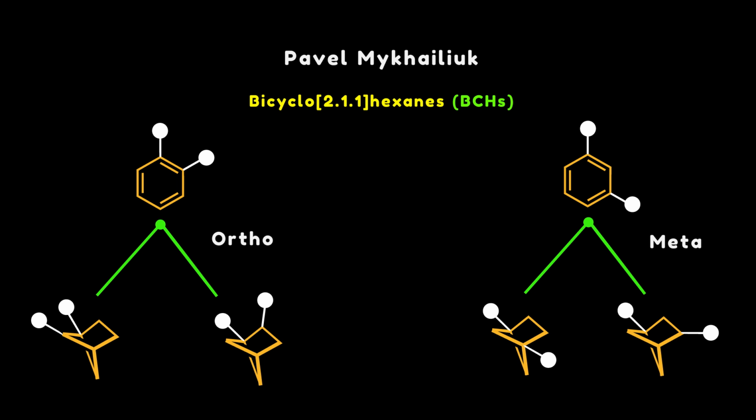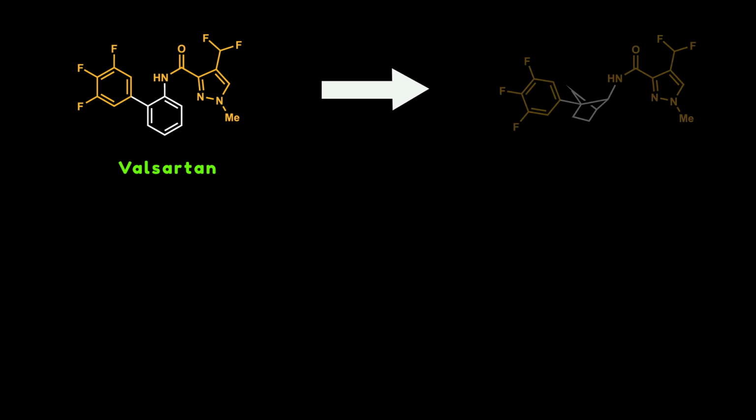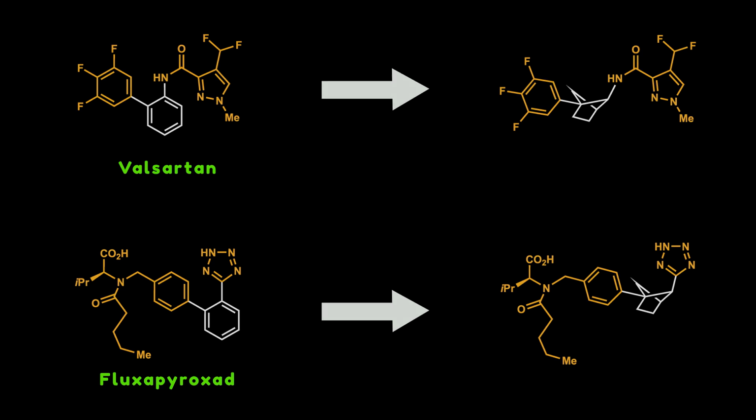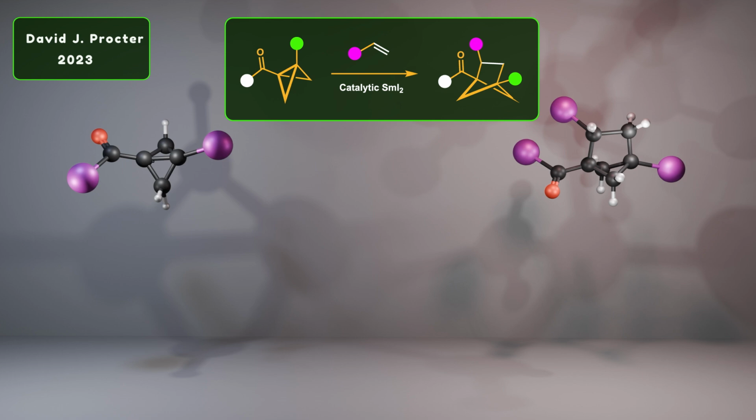His group successfully replaced a benzene ring with BCH in Valsartan, an antihypertensive drug, and Fluxapyroxad, a fungicide. Despite this progress, synthesizing disubstituted BCH remains a significant synthetic challenge. In 2023, Professor Procter presented a catalytic approach for creating this challenging target. In this reaction, the alkene inserts into the central bond of bicyclo[1.1.0]butyl ketone. The starting material is readily accessible.